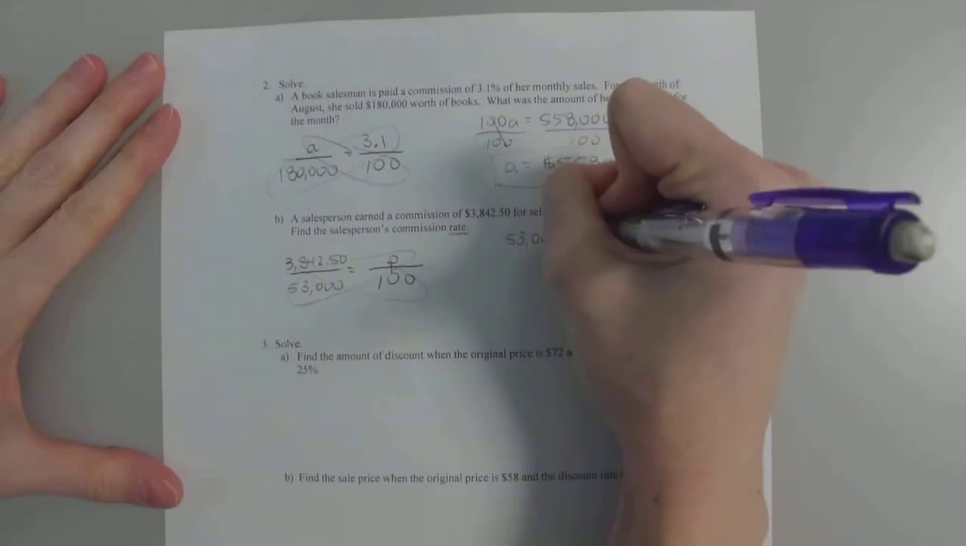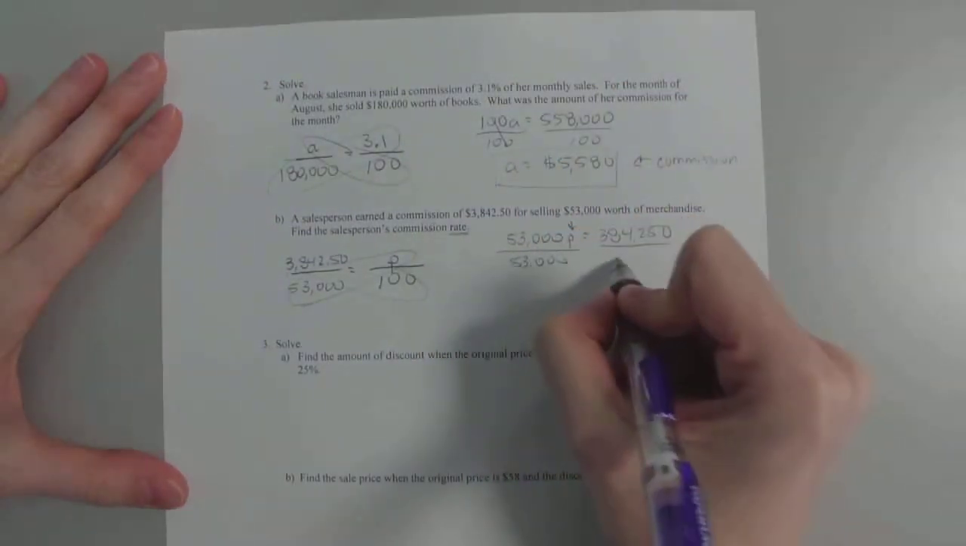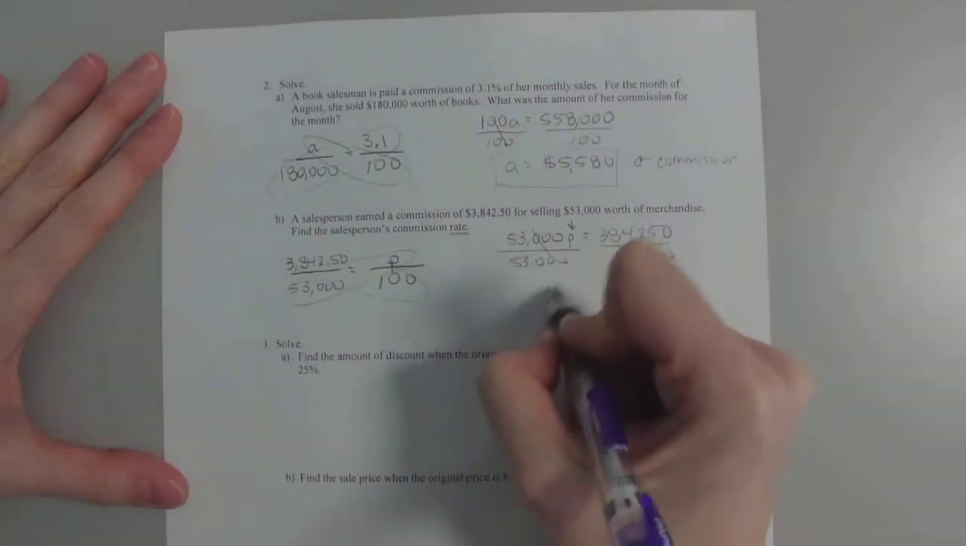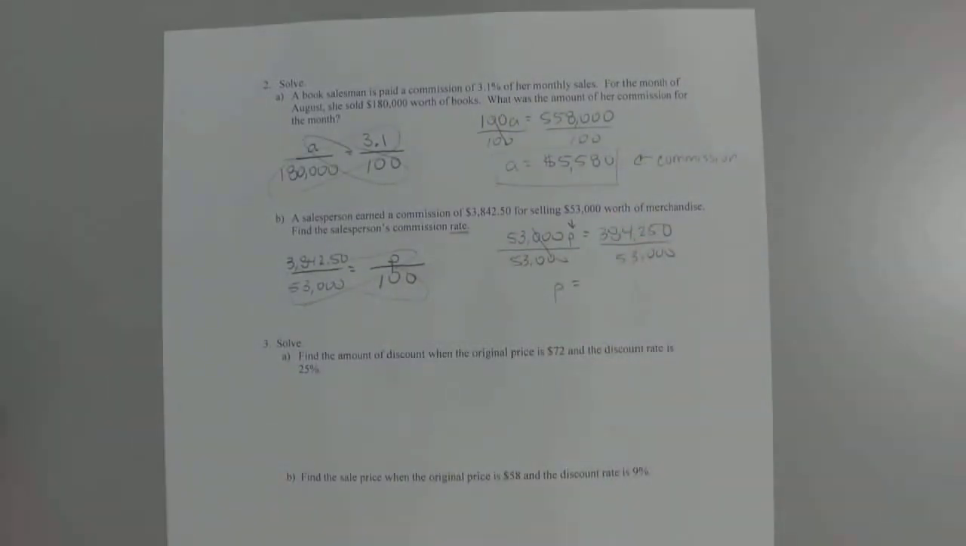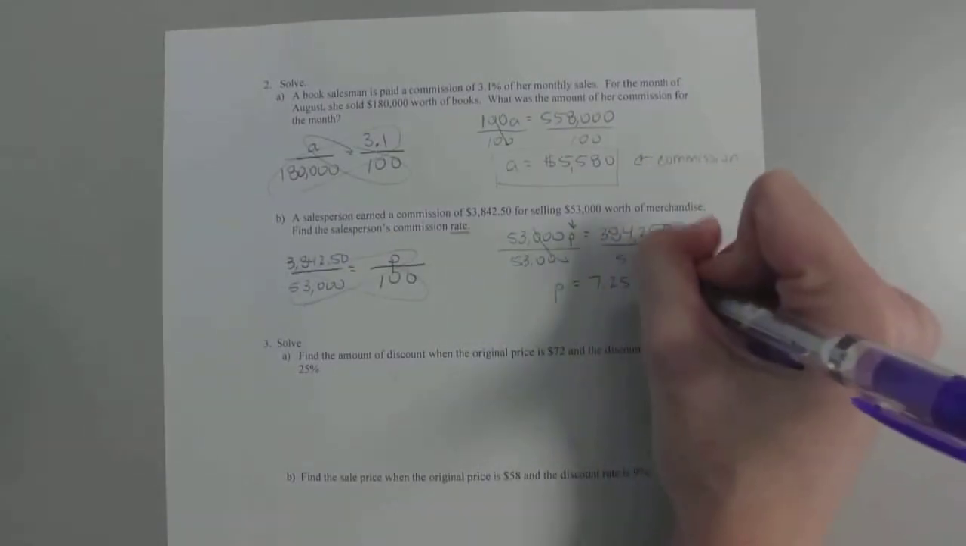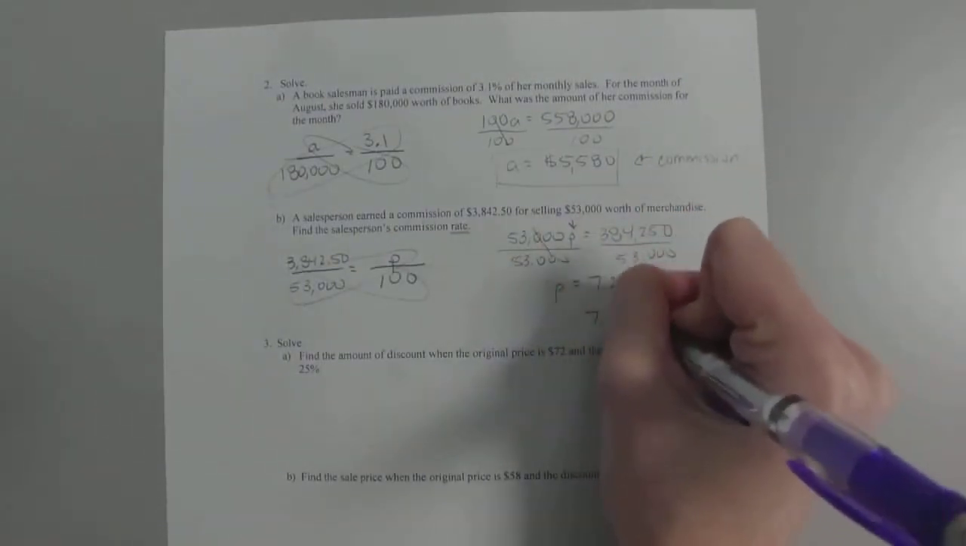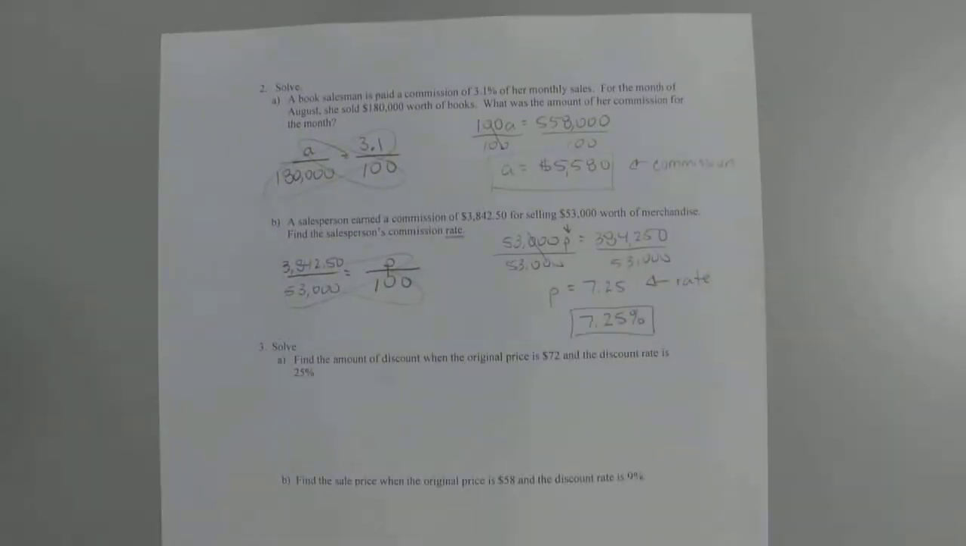All right, what do we still need to do to get P by itself, though? Divide by what number? The 53,000, right? Because we want to get P by itself, so we're going to divide by the 53,000. So P ends up being what? Is it perfect? 7.25 perfect? Yeah. Okay. So it's going to be 7.25, but that's the rate, right? So how are we going to write that as an answer? It's 7.25%.